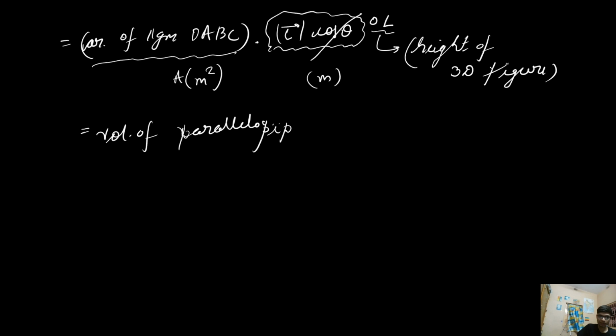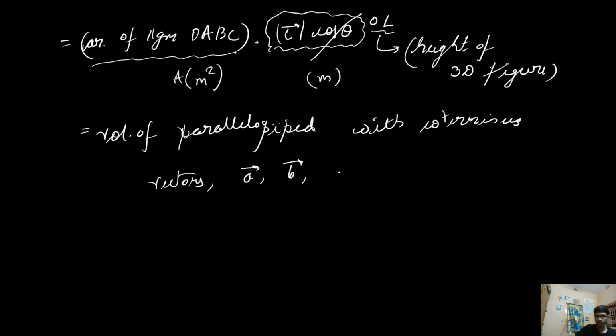Okay, so this particular 3D figure, which is formed such that the base is a parallelogram, is known as a parallelepiped. So you will get the volume of the 3D parallelepiped whose coterminous vectors are given with the edges of this parallelepiped, with coterminous vectors as A vector, B vector and C vector.